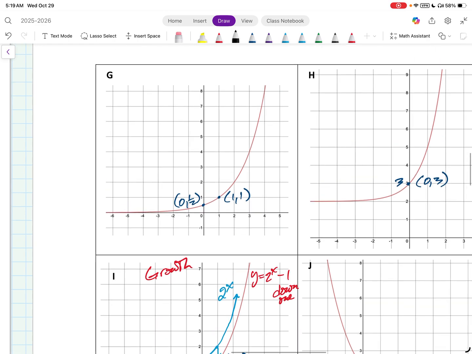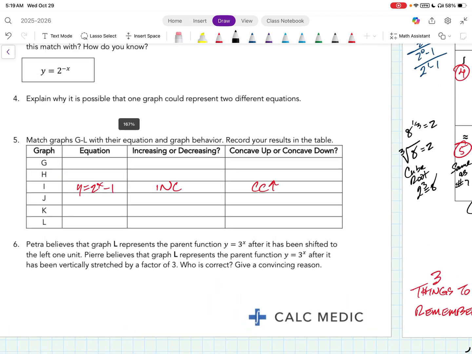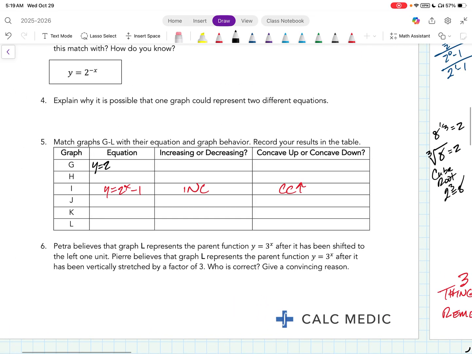Here we go. So this is y is equal to 2 to the power of x minus 1, or you can rewrite it as 1/2 times 2 to the x power. And again, this is growth. It's concave up and increasing. Okay, so that's g. So y is equal to 2 to the x minus 1 power, or y is equal to 1/2 times 2 to the x power. It's increasing because it's growth and it's concave up.